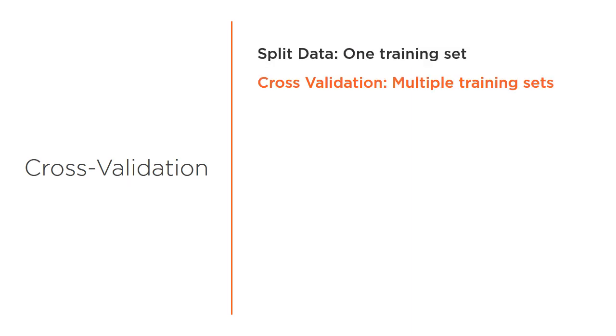One way that we can improve the performance of our models is through cross-validation. So far we have used split data, which gives us one training set and one test set. We have used a 70-30 split. In cross-validation, we use multiple training sets.